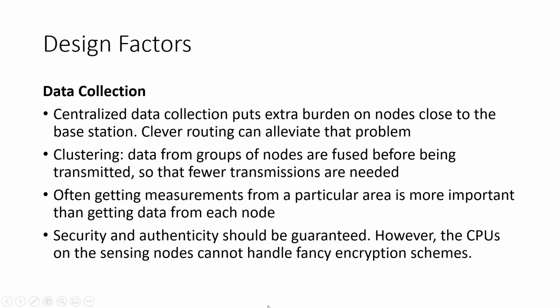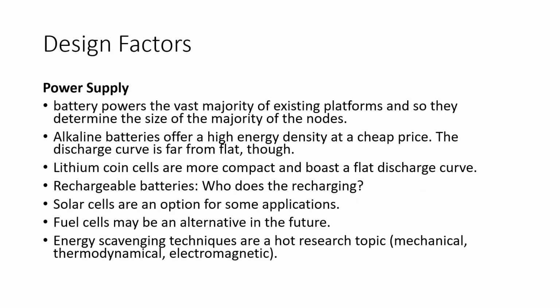Security and authenticity should also be guaranteed. This is important even though the CPUs of the sensing nodes cannot handle fancy encryption schemes. As you can understand, we have low processing power, but even then we have to employ some sort of security or authenticity measures so that the data is protected, okay? So these are the different data collection points that we need to consider when designing a wireless sensor network.